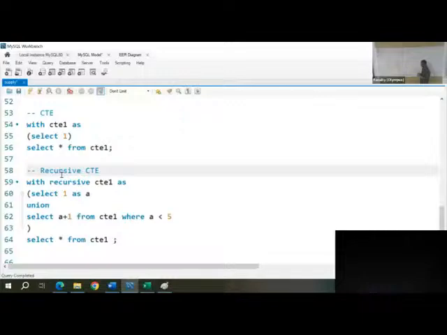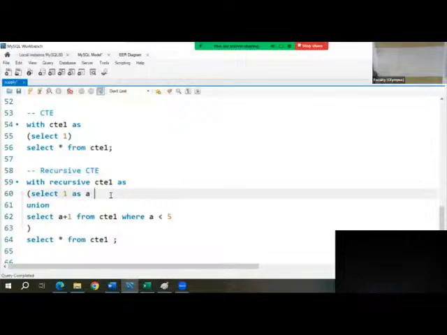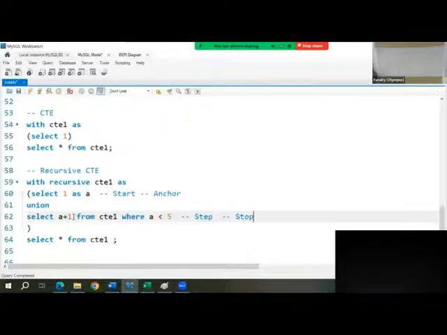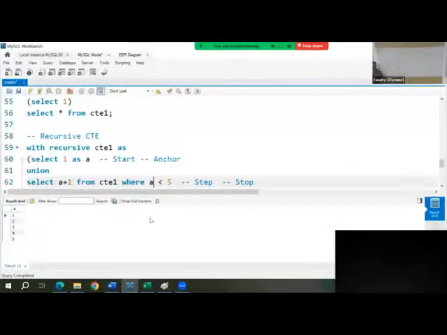The start is also called the anchor. Some people use the word anchor query. That's what starts the CTE, and this is the step. Sorry, this is both the step as well as the stop. So this is the step, and this is the stop. Okay, so let's run this. I will get all the numbers from 1 to 5.